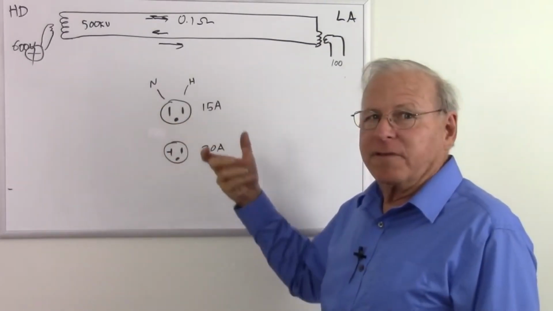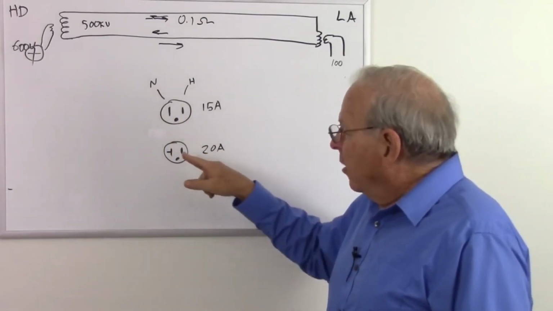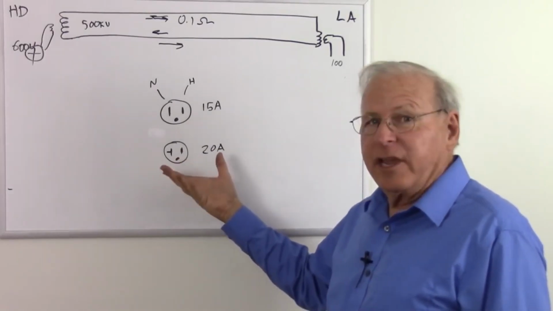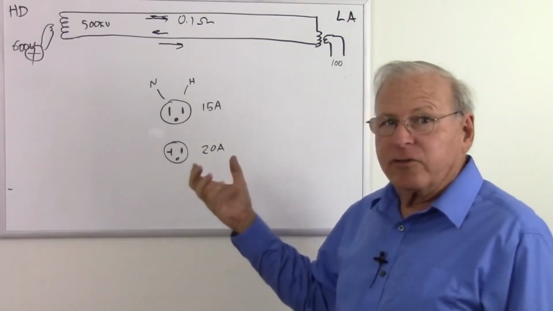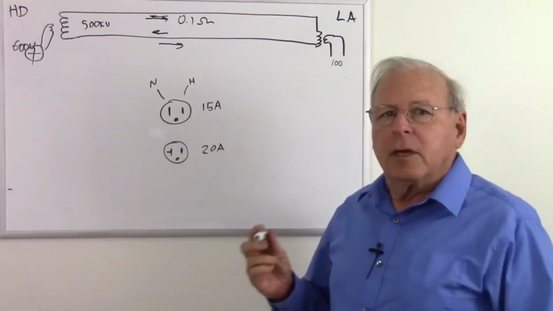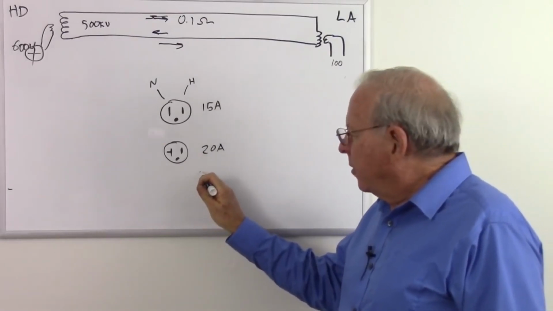So I can put a 10 amp load, a 5 amp load, a 100 milliamp load, doesn't matter. I can also put a 15 amp appliance in the 20 amp because it doesn't care. But what I don't want to do is take a 20 amp appliance and plug it into a 15 amp socket. I'm going to blow the breaker. So a 20 amp appliance is going to have a plug.